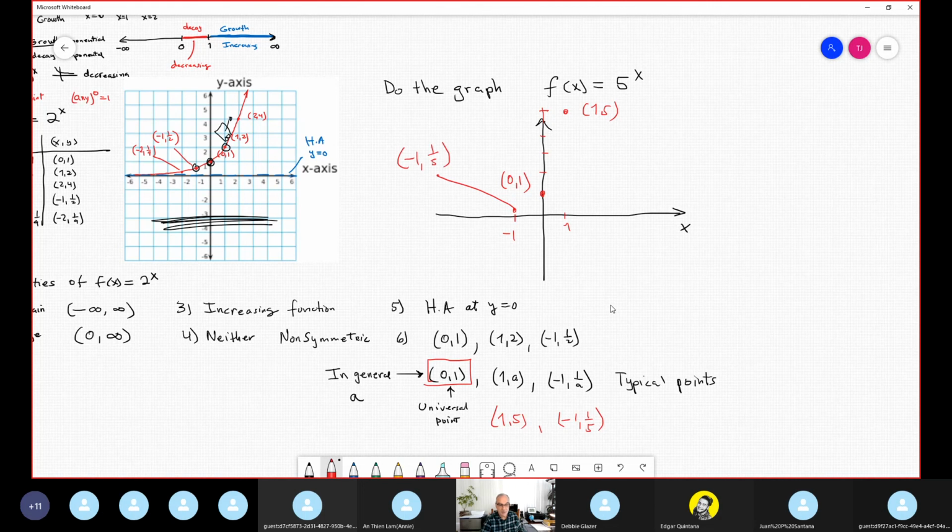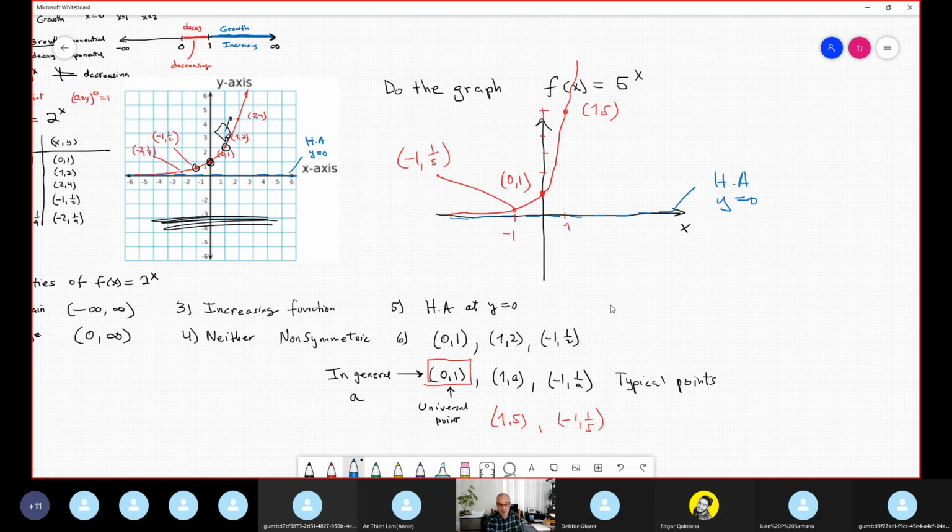Okay, and that's it. Now we are connecting these points by the curve. This is approximate. And don't forget, please, the famous horizontal asymptote that any exponential function has. Okay, you put the horizontal asymptote at y equals 0. End of the story.